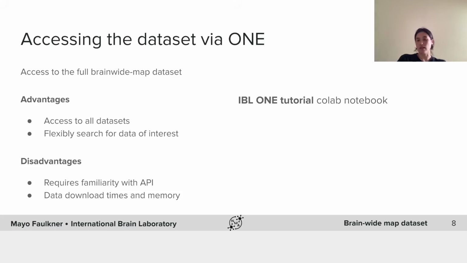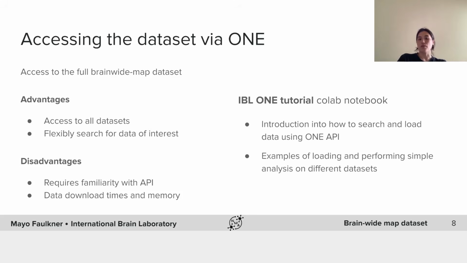We've also prepared a second Colab tutorial called IBL ONE tutorial that shows how to use this API. Here we introduce you to the different methods, how to search, load and download data using this API, and we also walk you through examples of how to perform simple analysis on the different types of data sets that are available.